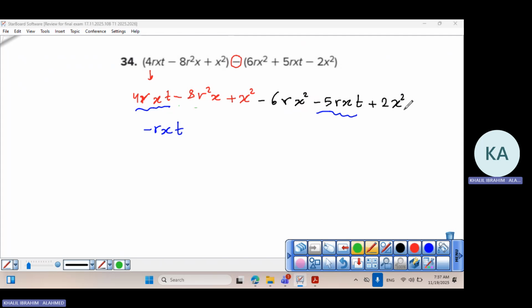Here 2x squared, yes, this term and this term are similar. So x squared plus 2x squared plus 3x squared, and the rest of the terms stay the same. We don't have any similar term here. Negative 8r squared x, negative 6r x squared. This is the answer. Okay, let's move to the next question.